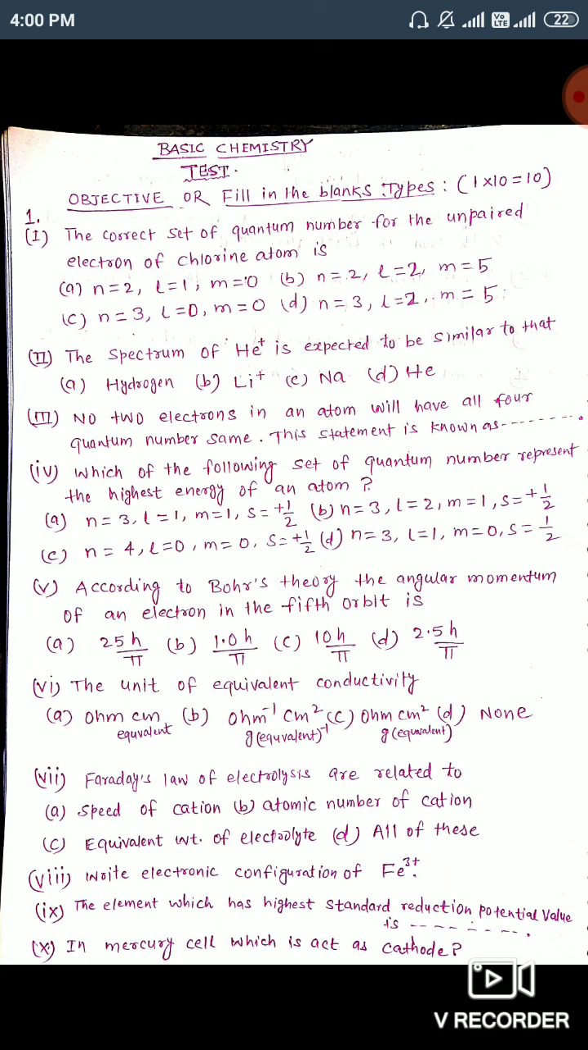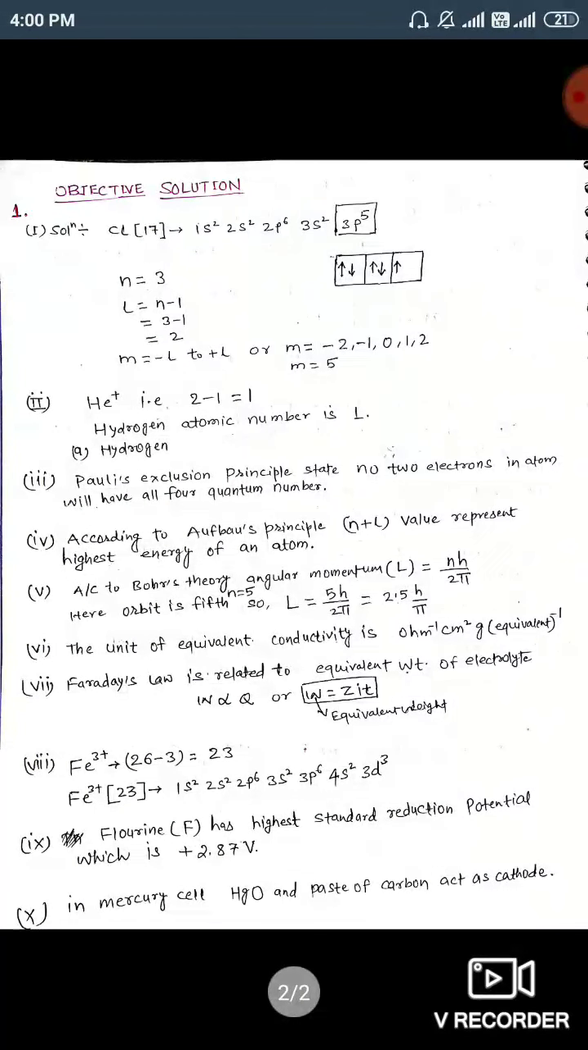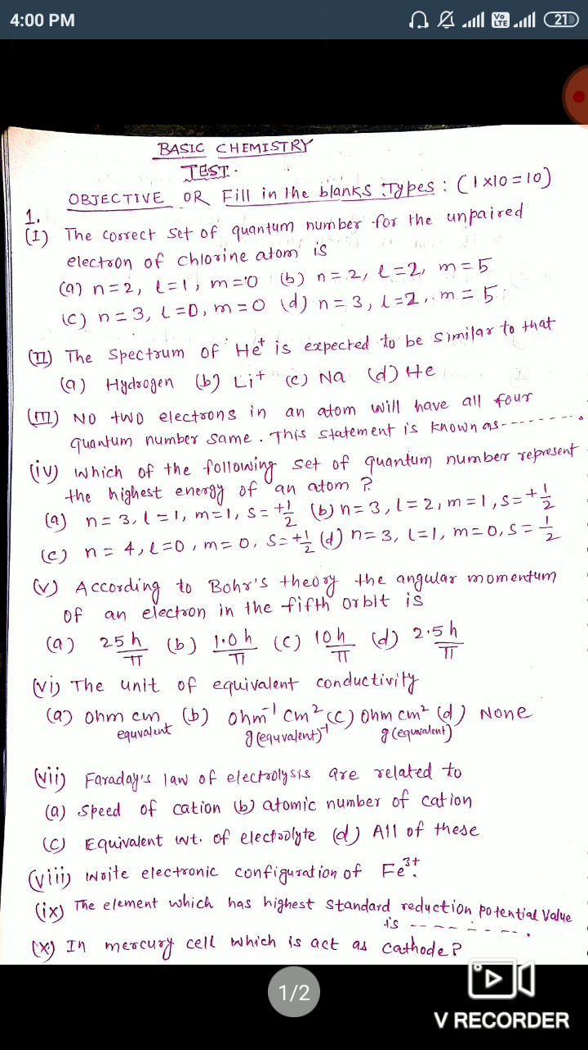Let's talk about question number 5. According to Bohr theory, the angular momentum of an electron in the 5th orbit is. So according to Bohr theory, angular momentum is nh by 2 pi. Here the orbit is 5th, so n equal to 5. Then L equal to 5h upon 2 pi equal to 2.5h upon pi. That is option D, which is right for question number 5.